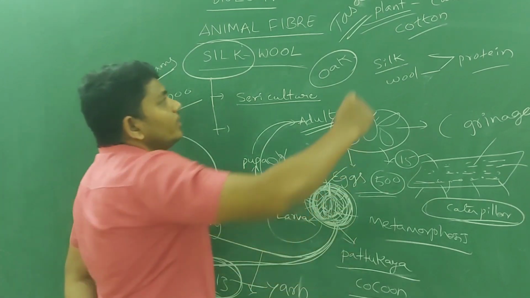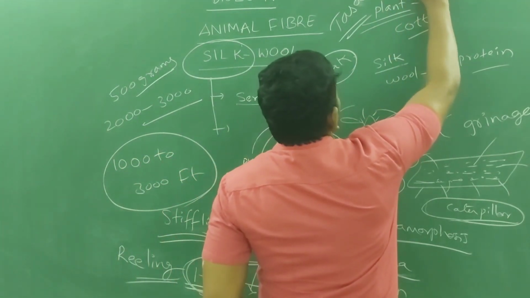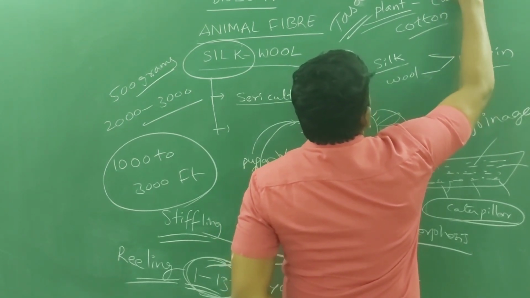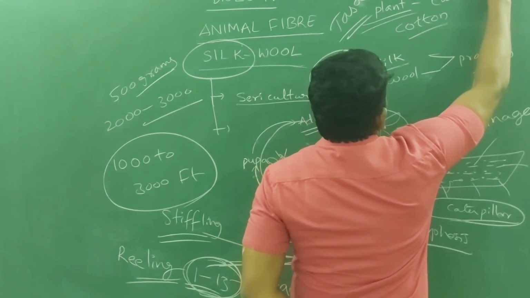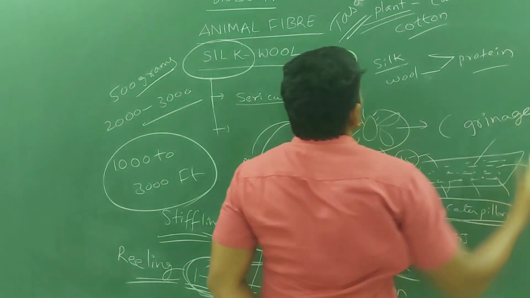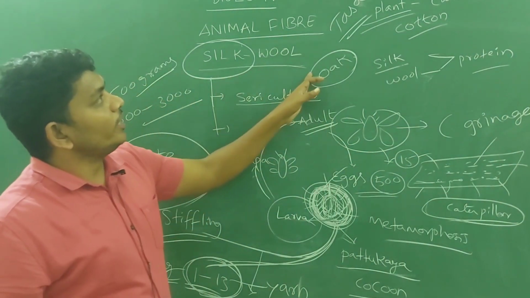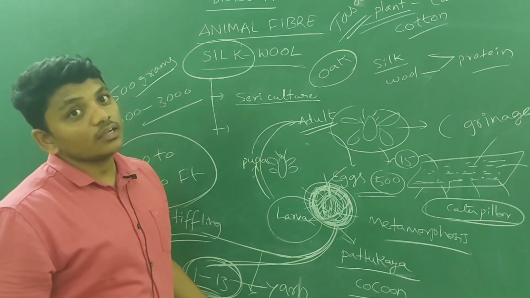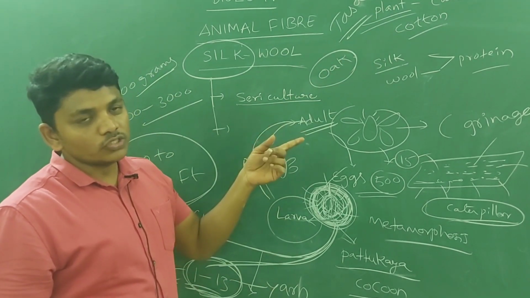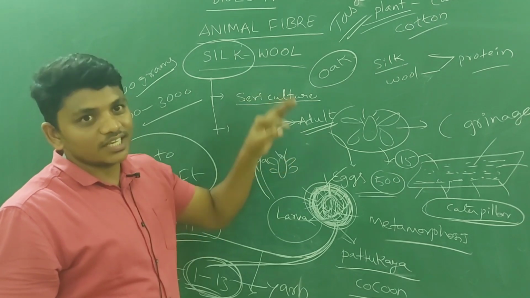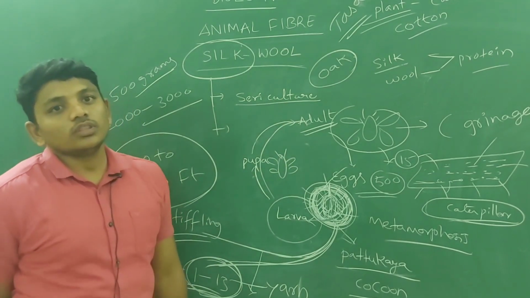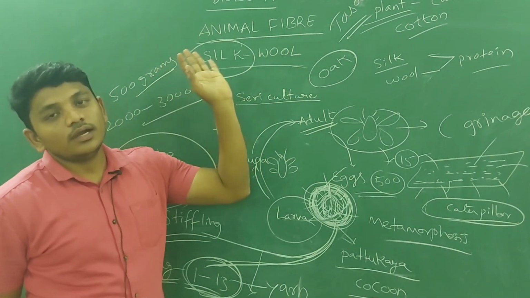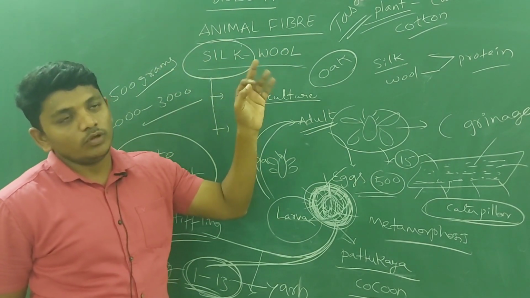They are living on Terminalia plant, that is nothing but oak plant. So the silkworms growing on oak plant or Terminalia plant are called tassar silkworms. They produce a silk called tassar silk. So tassar silk is coming from the silkworm which is growing on Terminalia plant or oak plant.